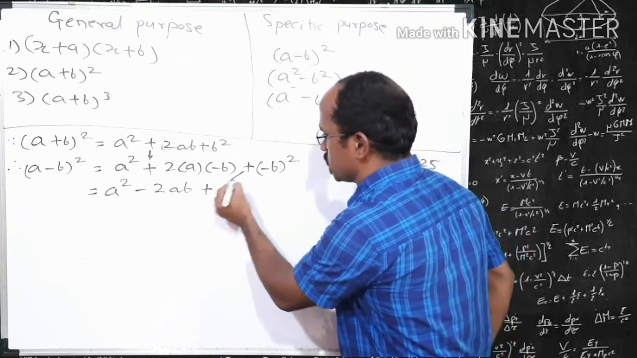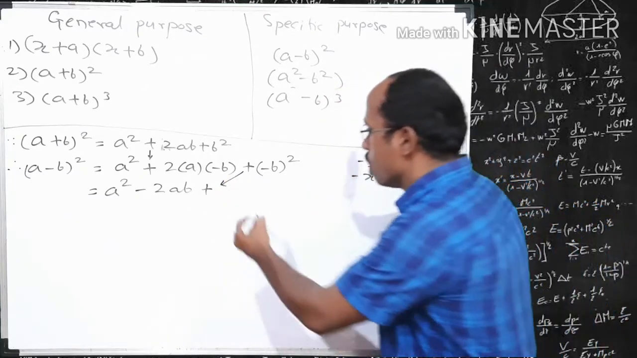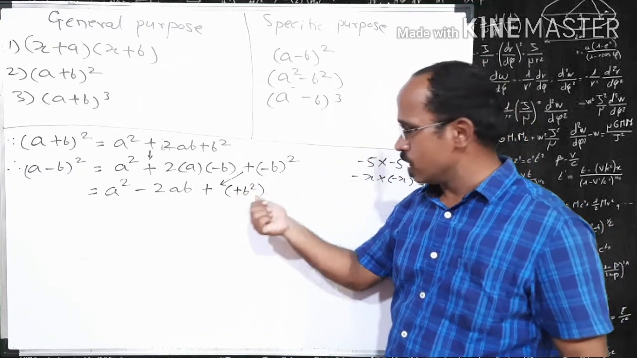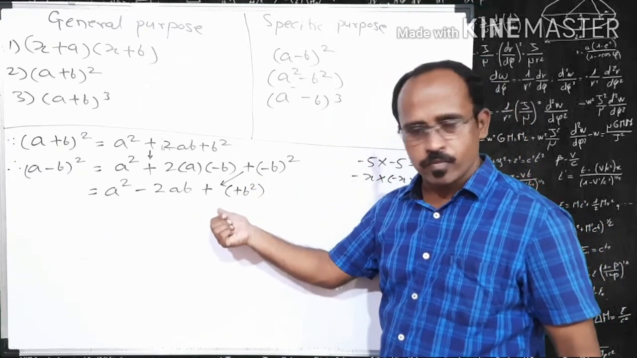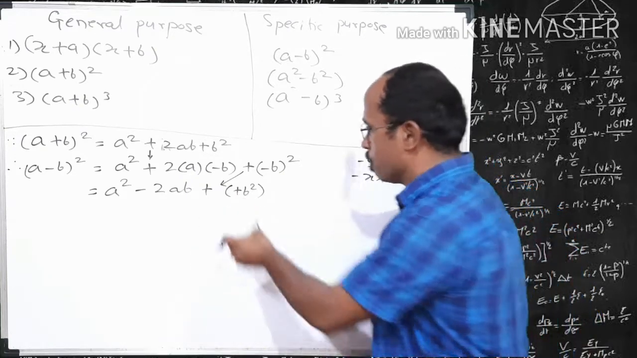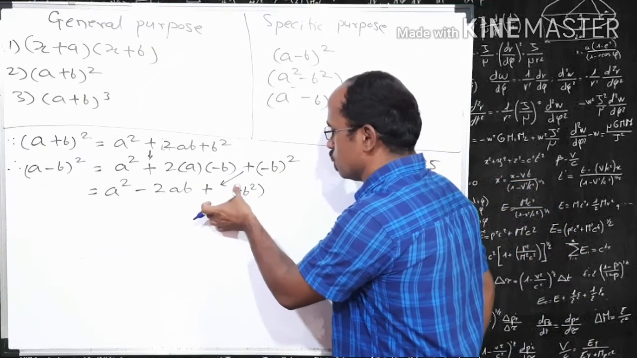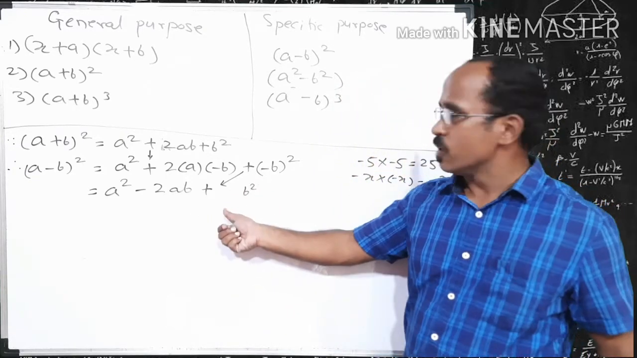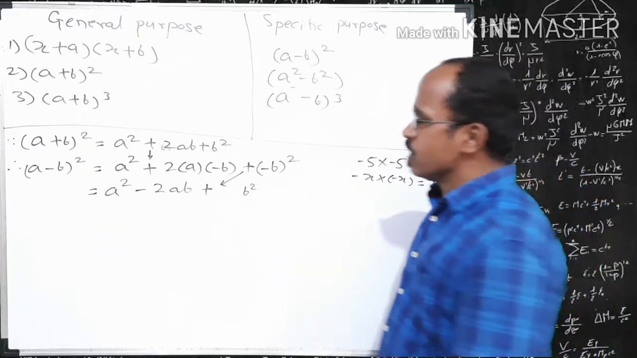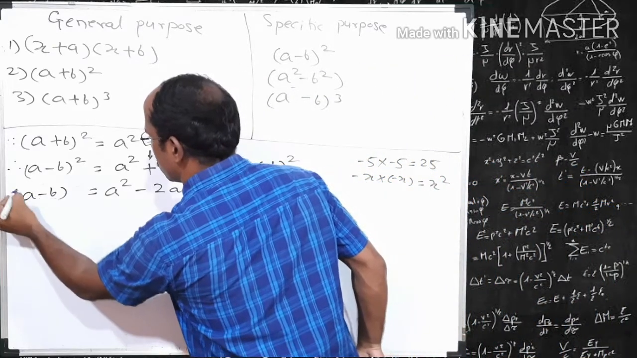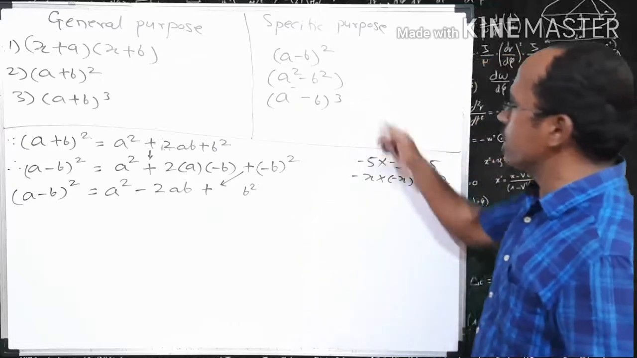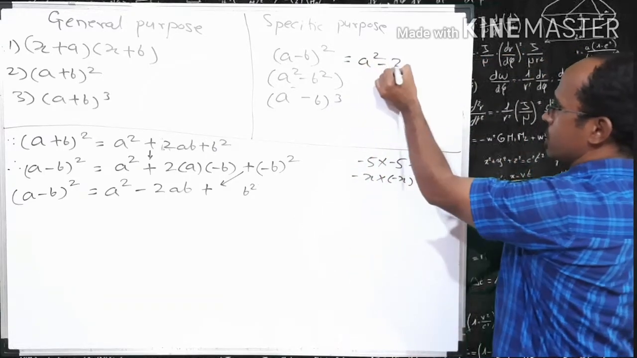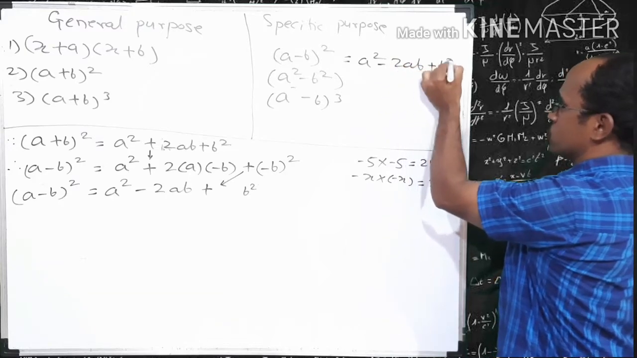So it will be plus, this plus is part of formula, and plus b square is the answer of this square. Clear? But again I have to remove the bracket. So this plus plus will turn out into plus only. So ultimately our answer is plus b square. See friends, what happened? Automatically we derived the formula for (a minus b) square. Hence (a minus b) square is equal to a square minus 2ab plus b square.